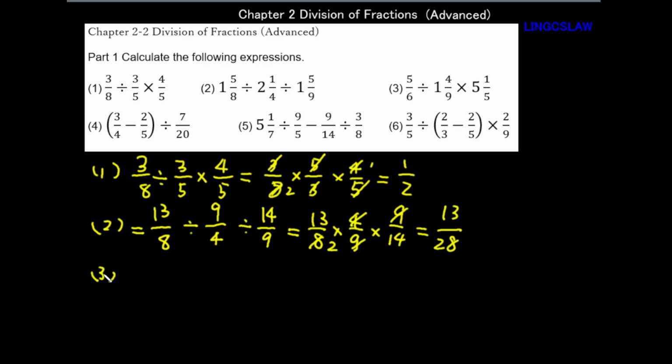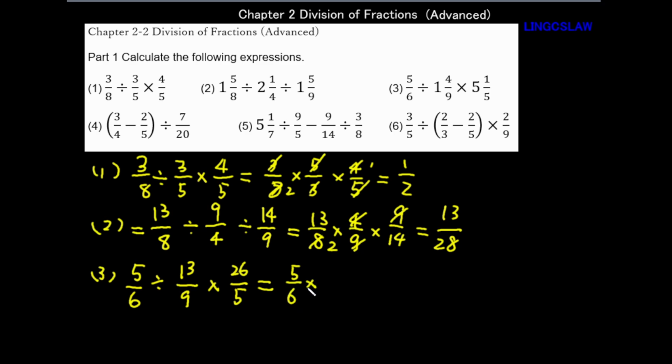Number 3, 5 over 6 divided by 1 and 4 ninths will be 9. The denominator will be 9, and the numerator will be 9 times 1 plus 4 equals 13, times 2 and 1 over 5: the denominator is 5, and the numerator is 5 times 5 plus 1 equals 26. Now let's make this one into multiplication.